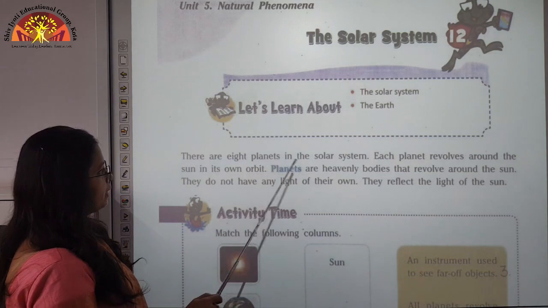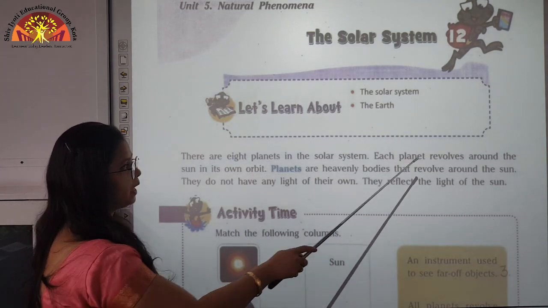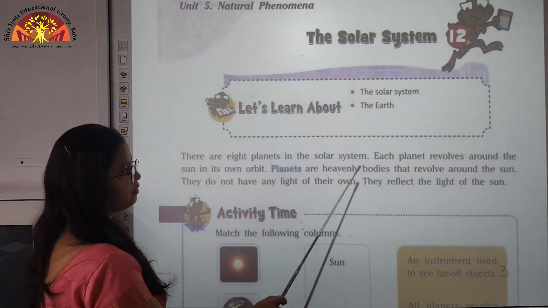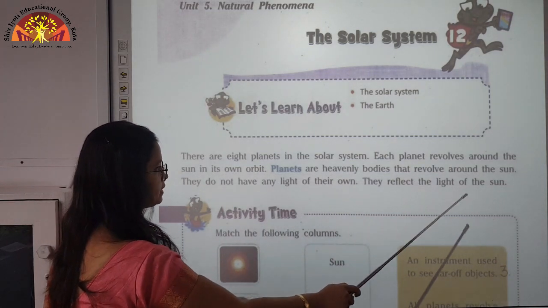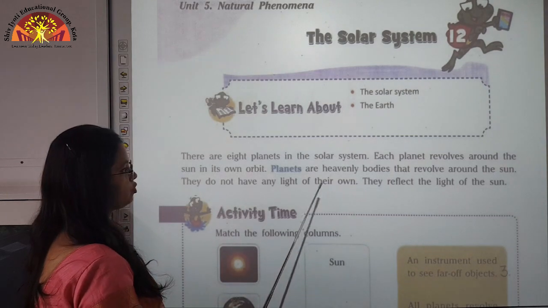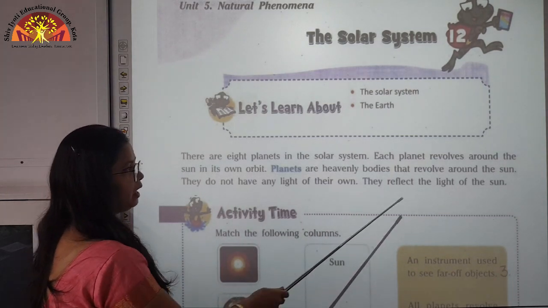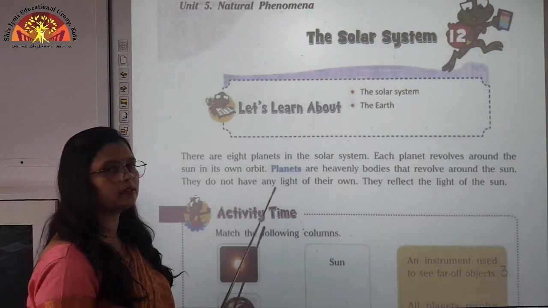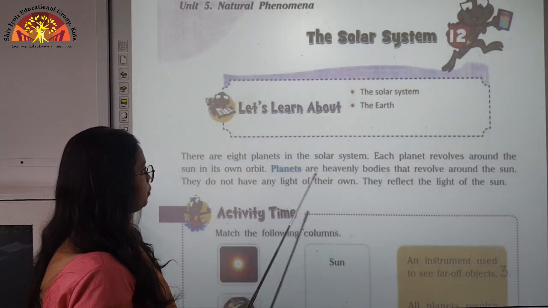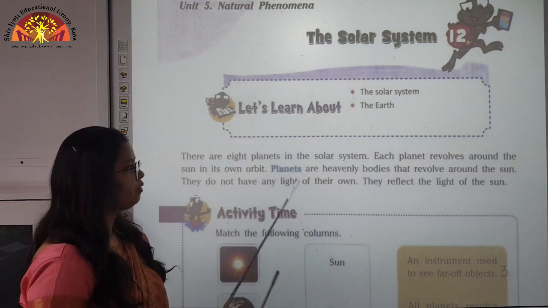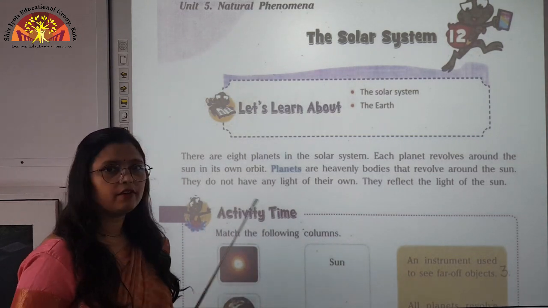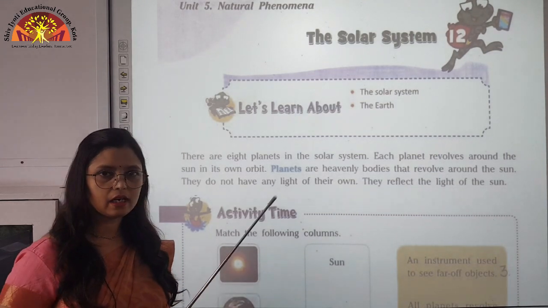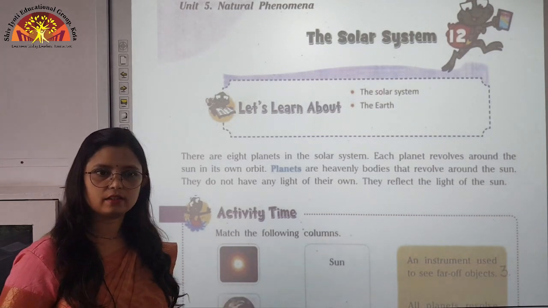There are 8 planets in the solar system. Each planet revolves around the sun in its own orbit. Planets are heavenly bodies that revolve around the sun. They do not have any light of their own. They reflect the light of the sun. So just now I have told you that there are 8 planets in the solar system and all these planets revolve around the sun. They do not have any light of their own. They just reflect the light of the sun. They receive the light from the sun and reflect it back.